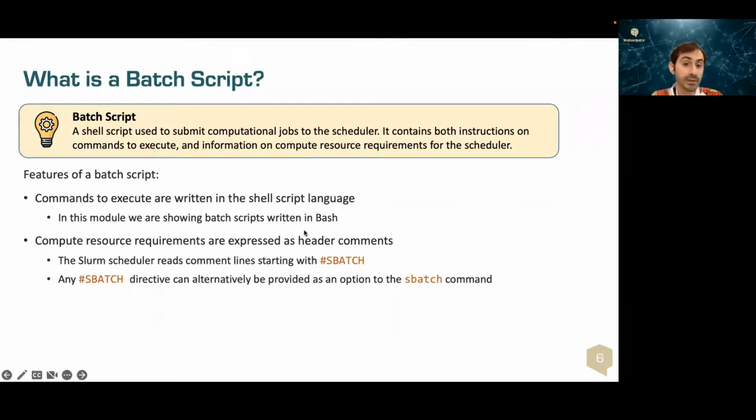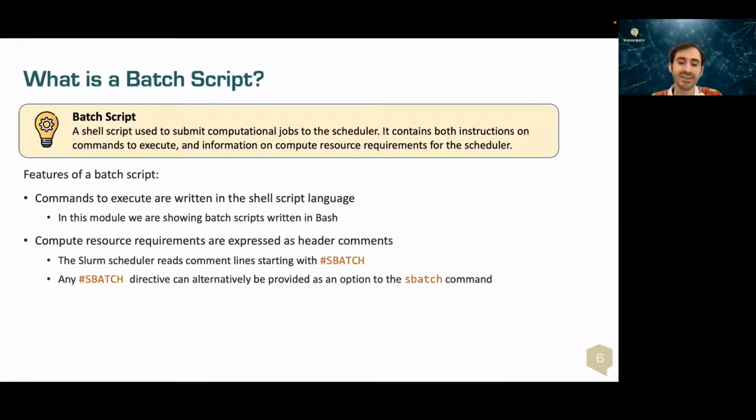So the commands you execute are written in plain shell script language. In this module, we're going to take bash as an example shell script language. The requirements for the scheduler are expressed in terms of comments, so lines started with a hash at the beginning of the script. All of the comments for the scheduler have to start with a specific header, which is #SBATCH, which stands for scheduler batch. We're going to see quite a few directives or options that can be put beside these header comments. All of these options can also alternatively be provided as options to the sbatch command, which we're going to use soon.